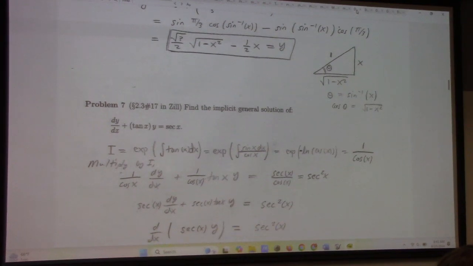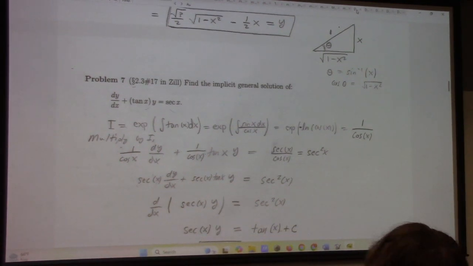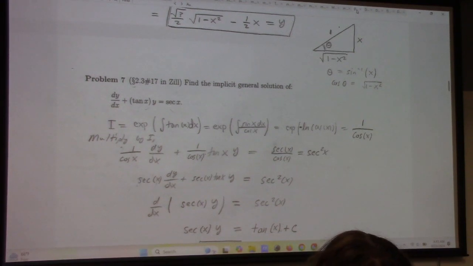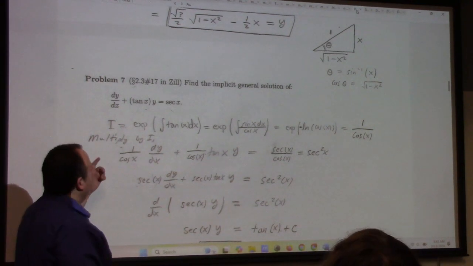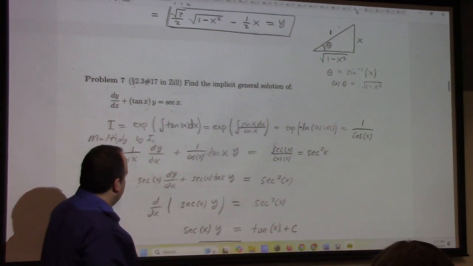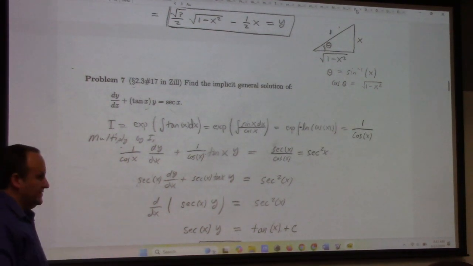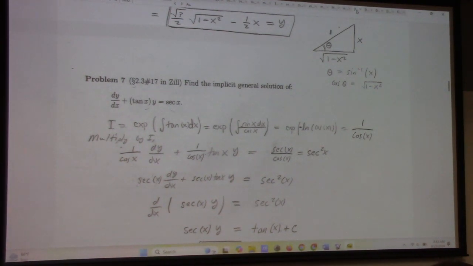I think this was actually a problem in your homework, right? dy/dx plus tangent y equals secant x. So you find the integrating factor and multiply, get yourself a secant squared, and reverse product rule, integrate both sides. Woohoo! That one's not bad.